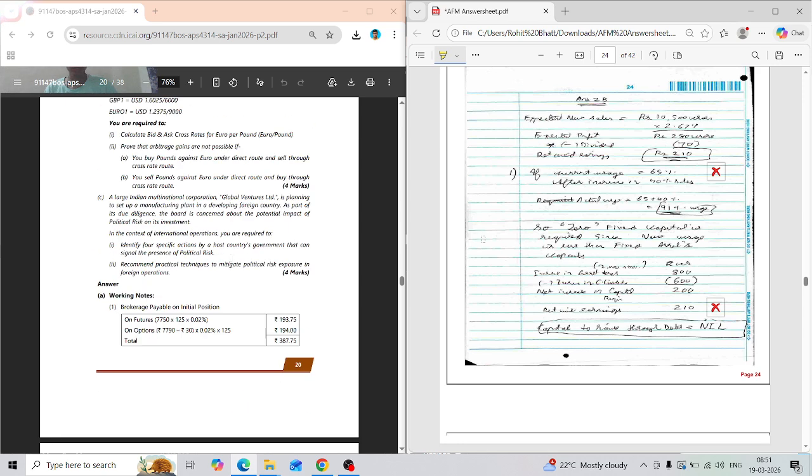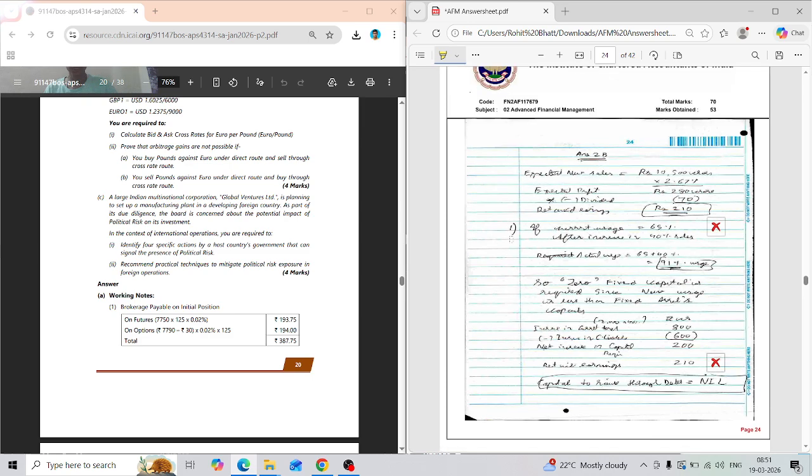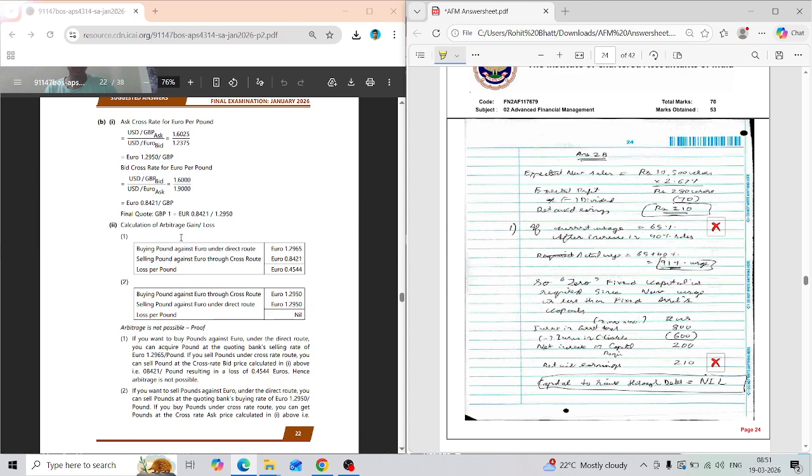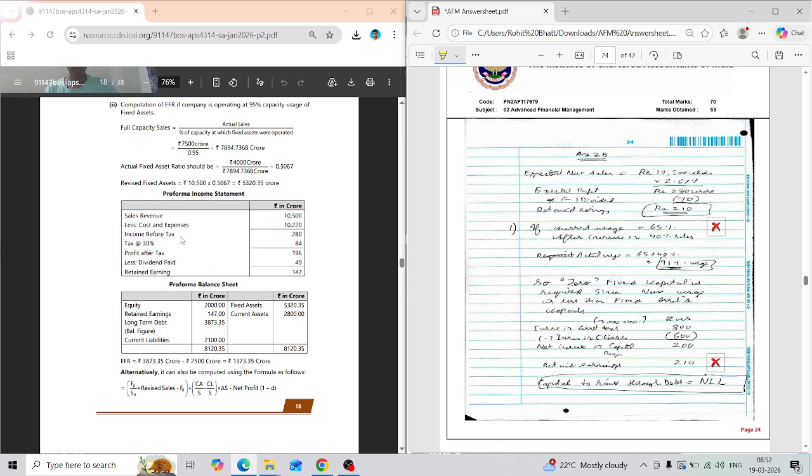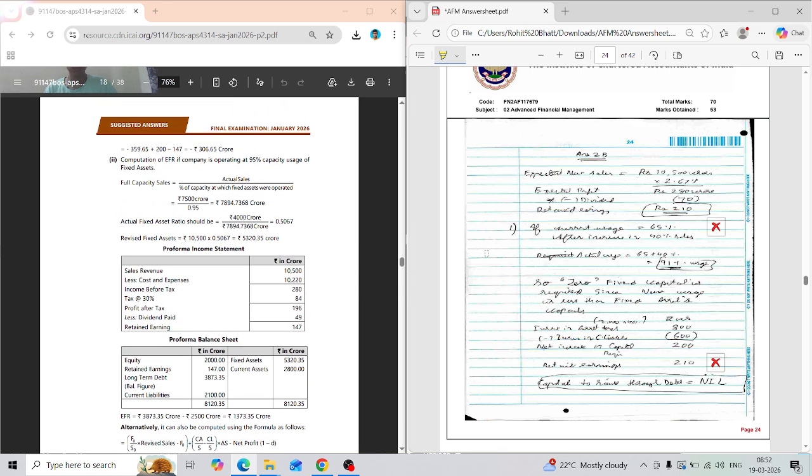Then comes 2B, which was regarding the EFR question. I thought I had done this right, but I think I'll have to see in detail what I did wrong with this question, since I've been awarded 0 marks for this.